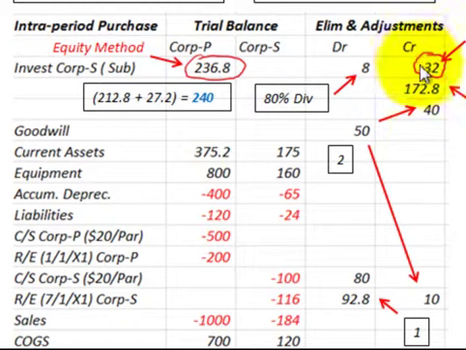Just to make a point here though, we wouldn't have to take care of or eliminate 80% of the sub's income using the cost method, because we would have never recognized it in the first place.